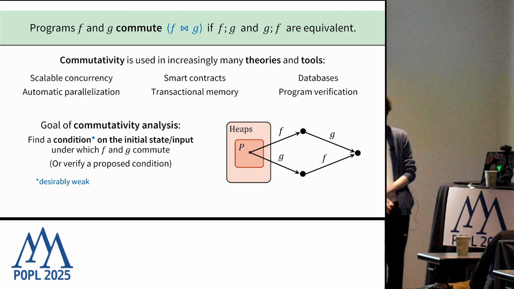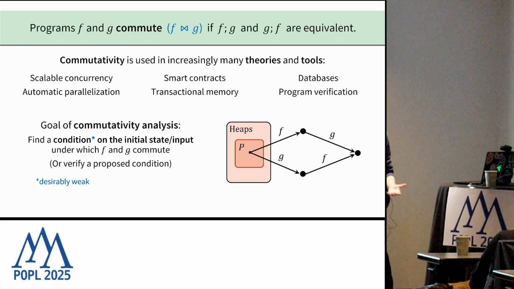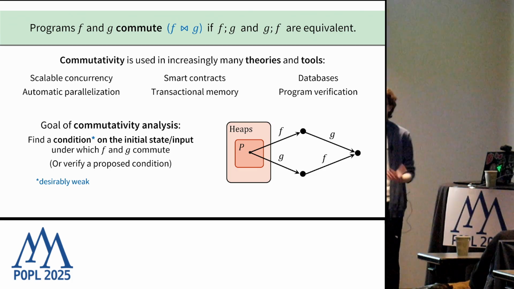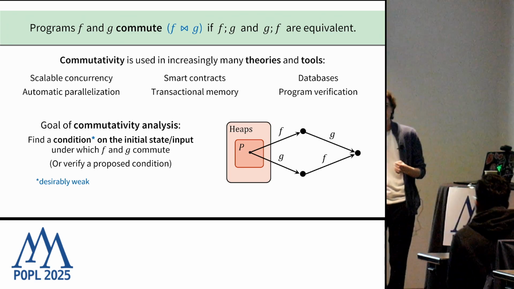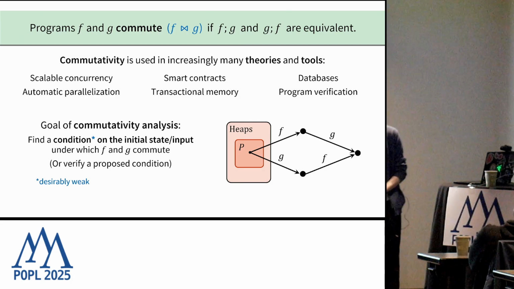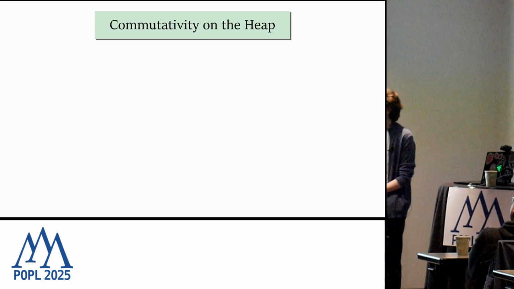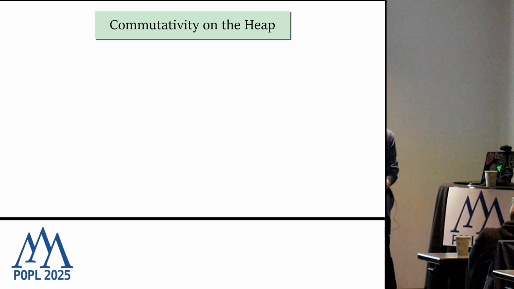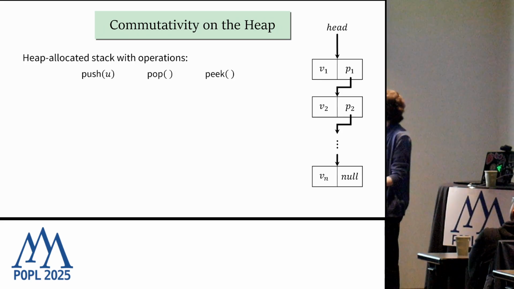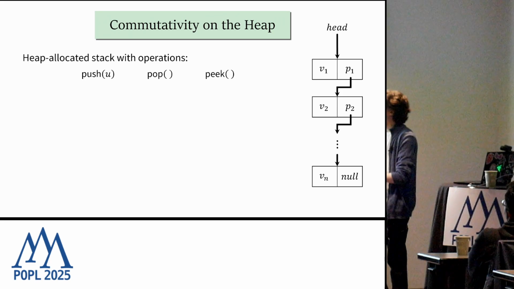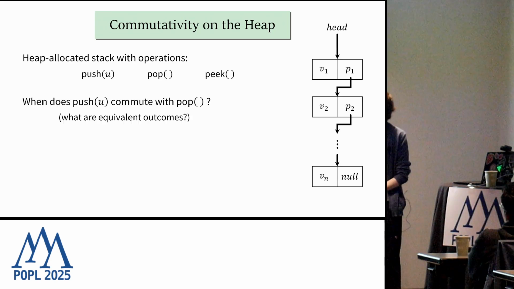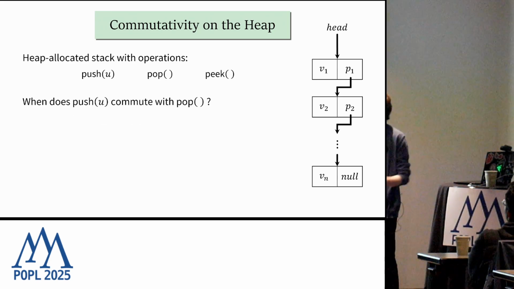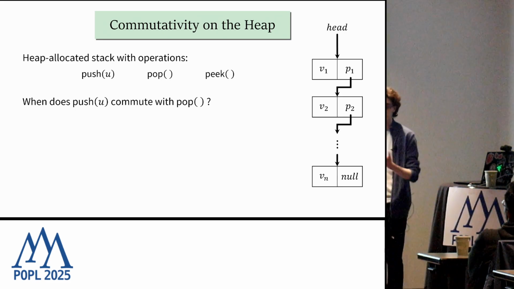And aside from synthesizing a condition, you might also try to propose and verify one, which naturally is easier to actually execute on. But one context where commutativity analysis is underexplored is in the memory model of the heap, which is why we're going to target it in this work. So to start with a basic example, let's consider a typical implementation of a stack data structure on the heap. And it comes with operations for push, pop, and peek. One question we might ask is, when does pushing a value u commute with pop?